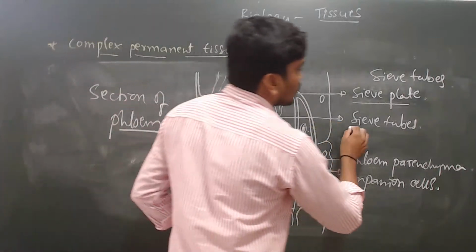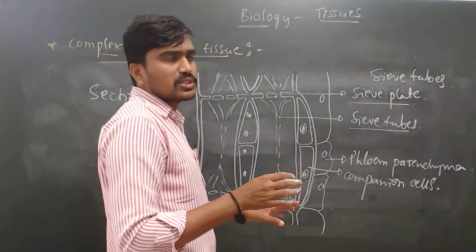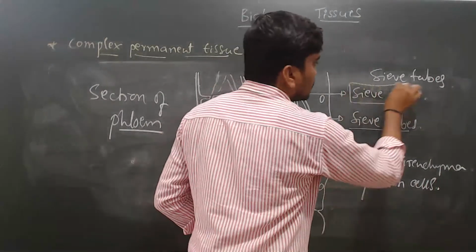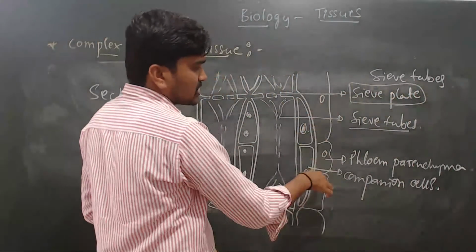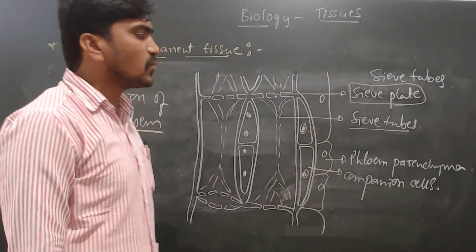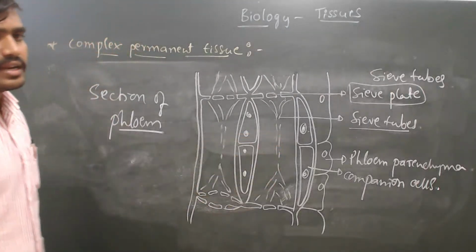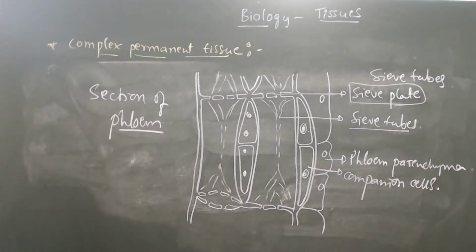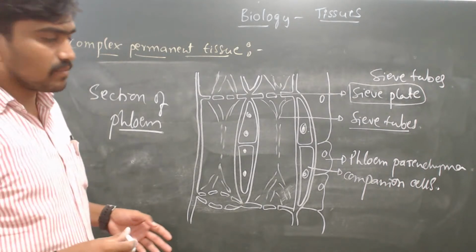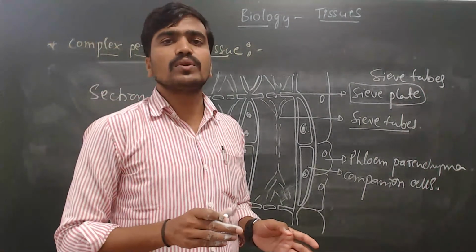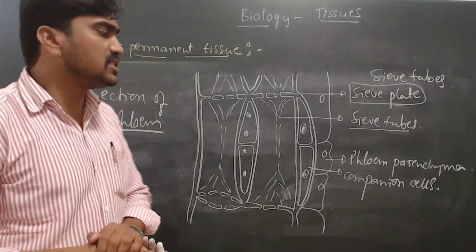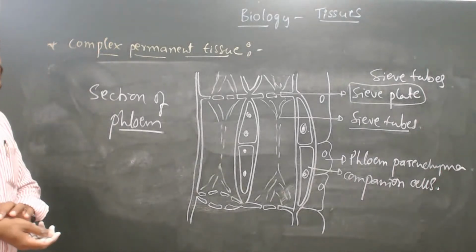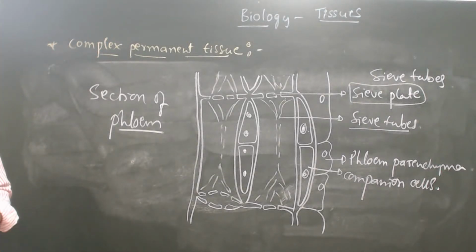One is sieve tubes. A group of sieve tubes, that one is known as a sieve plate. Then this outer structure is known as phloem parenchyma, and last, that one is known as phloem fibers. Here, phloem fibers are dead, and very hard and rigid in structure. Phloem fibers and phloem parenchyma are different.